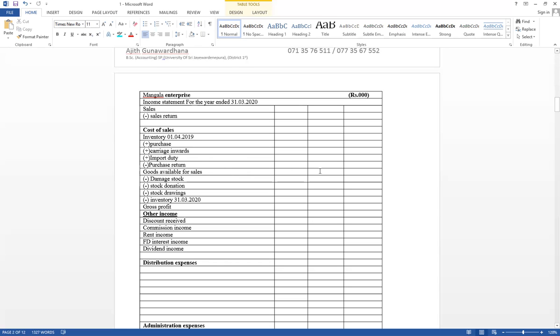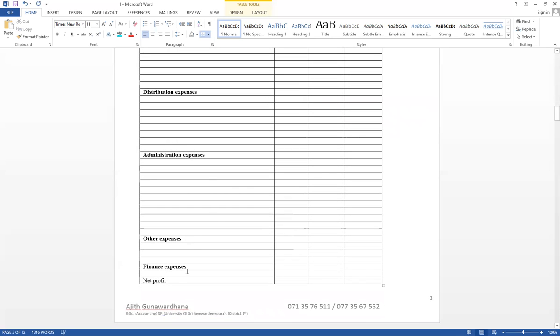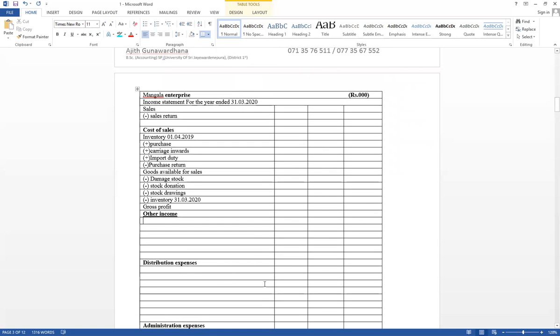Then goods available for sale. From that value should be deducted damaged stock, stock donation, stock drawings, as well as closing inventory. Those should be deducted only if given in additional information. If it has given in the trial balance, those cannot be deducted here. Then other income, interest income, dividend income, rent income, commission income, if available, should be included here. Then expenses should be categorized as distribution expenses, administration expenses, other expenses, as well as finance expenses. This is the format for the income statement.